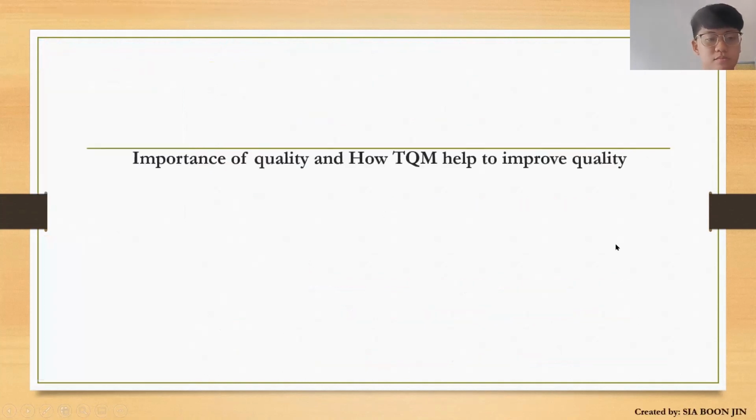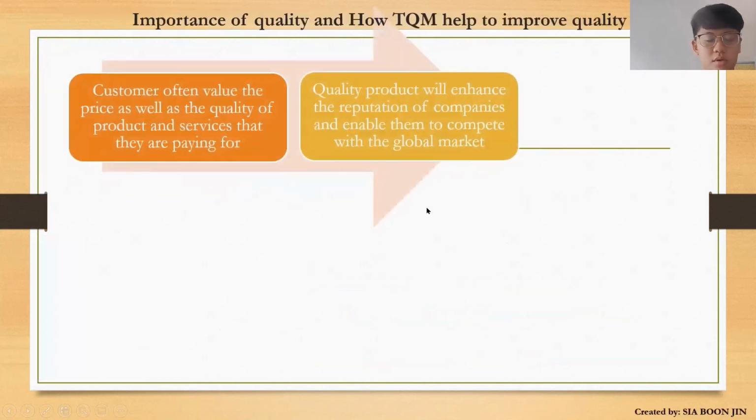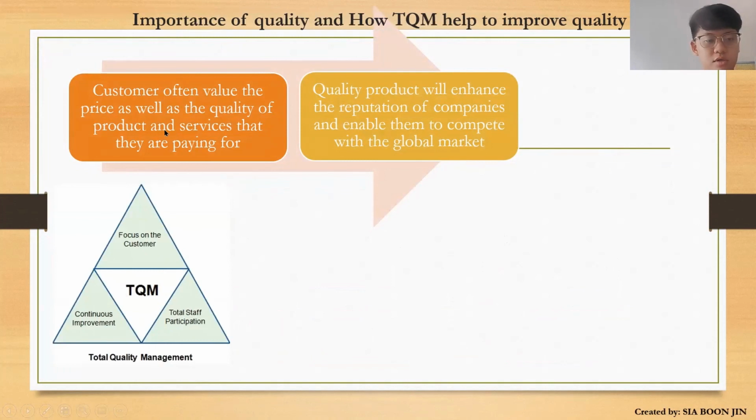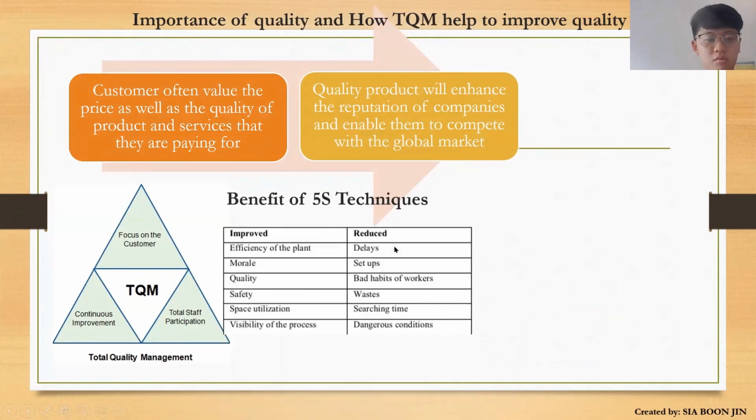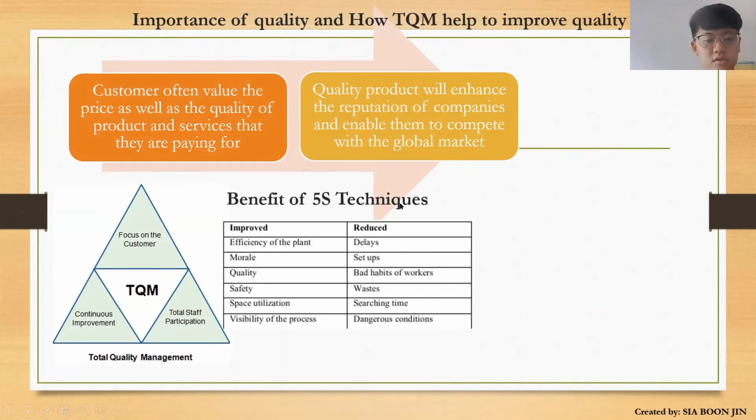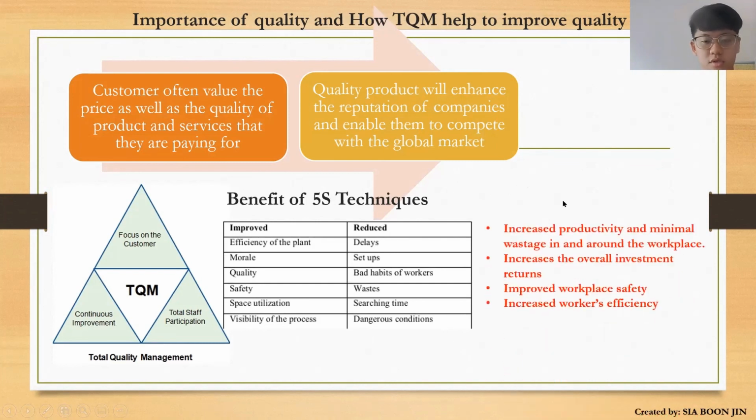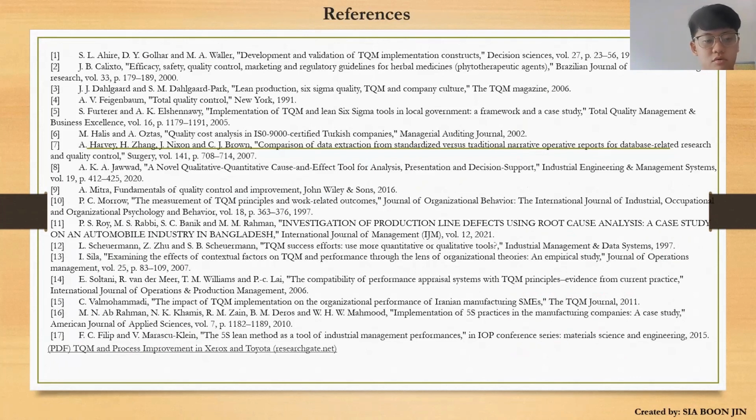So it's important for companies or industries to improve their quality, as customers often value the price as well as the quality. A quality product will enhance the reputation of companies and enable them to compete in global markets. The 5S really helped, as it increased productivity and minimized wastage around the workplace, increased overall return on investment, improved workplace safety, and increased worker efficiency.